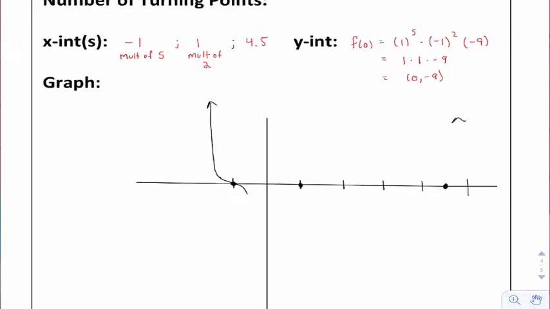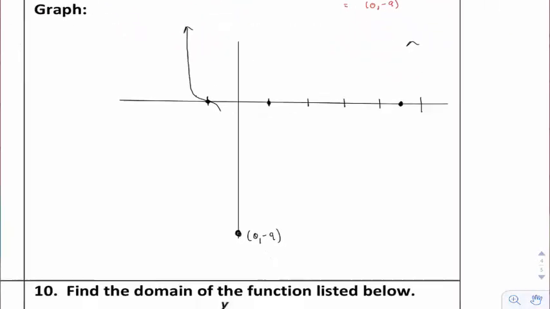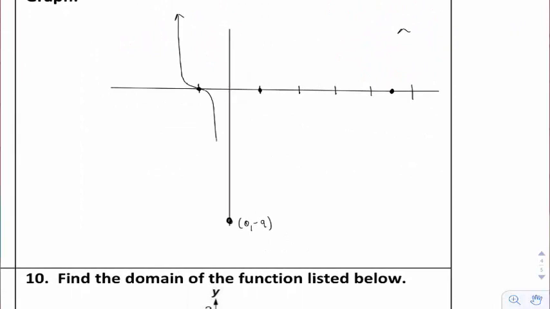And then it's going to go down. My next one's going to be at 1, but I got to go all the way down to -9 first. So it's going to go straight down. It's going to curve back up.